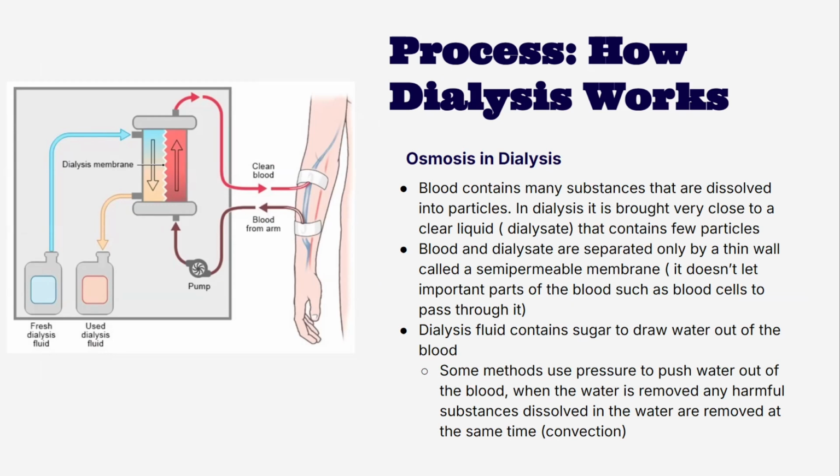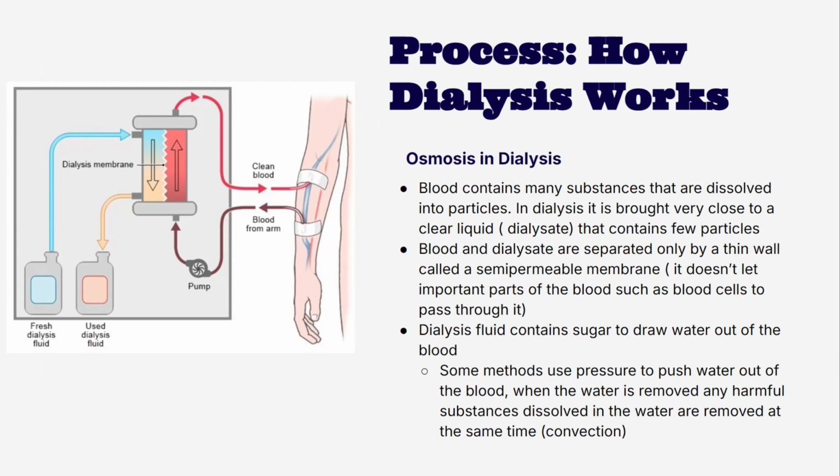The blood and the dialysate are separated only by a thin wall called, again, a semi-permeable membrane. And as I said, it doesn't let important parts of the blood, such as the blood cells, pass through it. The dialysis fluid or the dialysate contains sugar, which helps to draw water out of the blood. Some methods use pressure to push water out of the blood. When the water is removed, any harmful substances that can be dissolved in that water are removed as well at the same time. And this process is called convection.